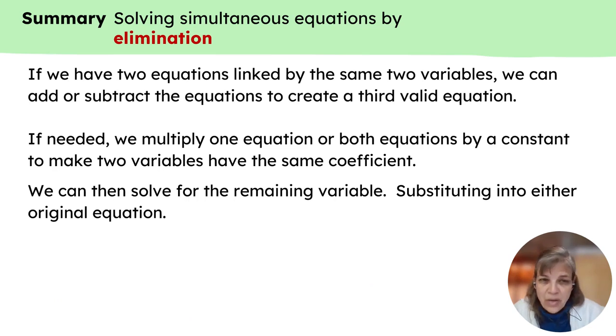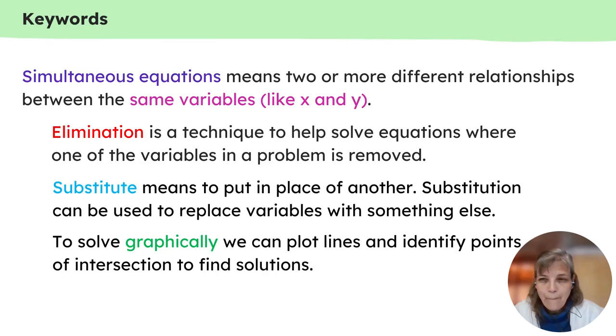So if we have 2 equations we've learned so far, linked by the same variables, we can add or subtract them to come up with a third relationship. And then if needed, we multiply one equation or the other by a constant to have 2 variables with the same coefficient, and then you can solve for the remaining variable. So that's elimination.